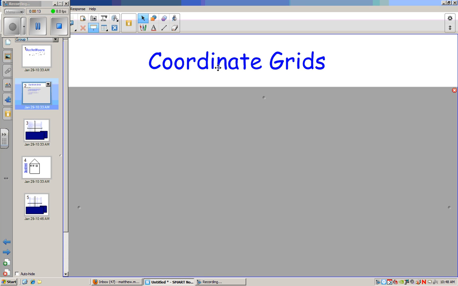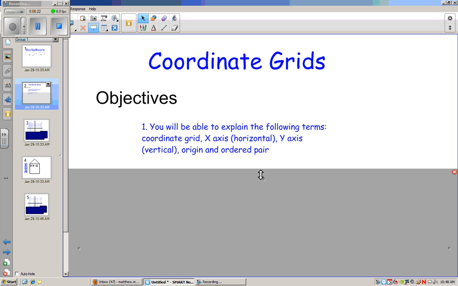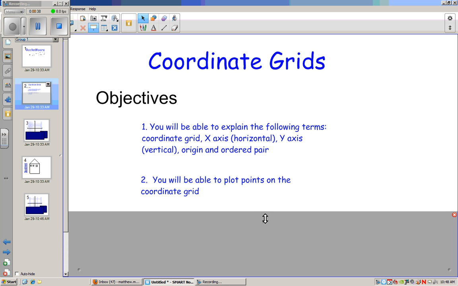And so before we get started, so that we can talk about our coordinate grids, I want to give you the objectives for this lesson and what you're going to know when we get to the end. The first objective is you will be able to explain the following terms: coordinate grid, x-axis or horizontal axis, the y-axis or vertical axis, origin, and ordered pair. And then you will also be able to, at the end, plot points on the coordinate grid. So those are your two goals. Those are the two learning objectives as we go through here.